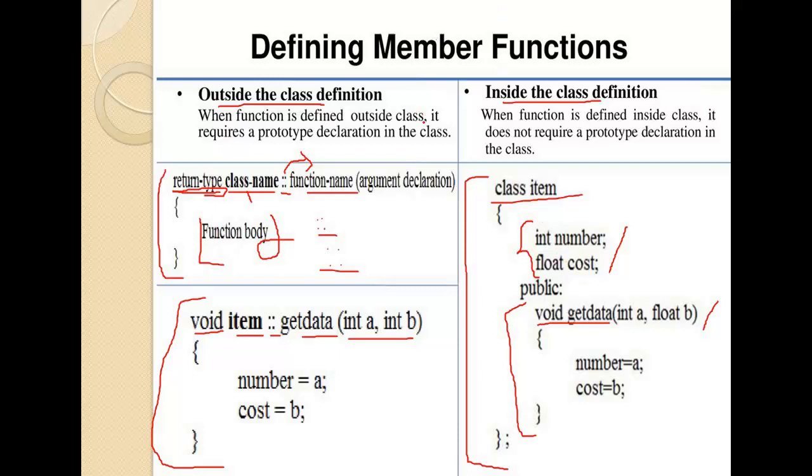That is why it requires a prototype declaration in the class. If it is inside, it does not require a prototype declaration in the class, right? And you have to remember the syntax. If you are choosing outside the class definition, then you need to use the scope resolution operator. If you are defining inside the class declaration part itself, no scope resolution operator is used here; directly you can use it. This type of function definition doesn't have any impact on your program. It is up to you. Either you can define inside the class declaration or outside the class declaration. Is it clear up to this?